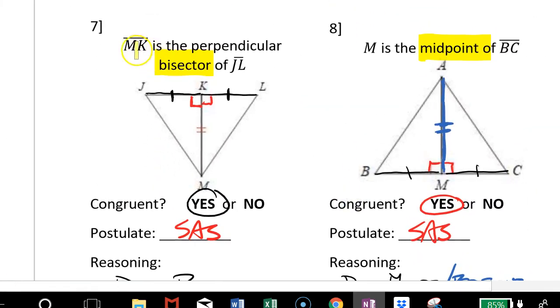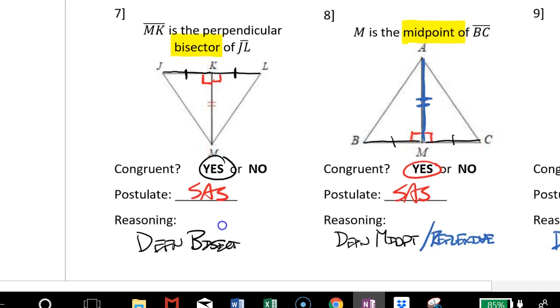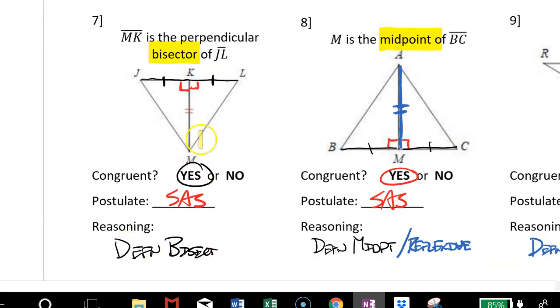Question number 7, we're given that MK is the perpendicular bisector. Perpendicular meaning that we have 2 right angles. Bisector being the other piece of information that's interesting to us. Bisector means it cuts the segment in half. So I've added to the diagram that JK is congruent to KL. So this gives us the triangle congruence theorem. Yes, of side angle side, as we see KM is congruent to itself already.